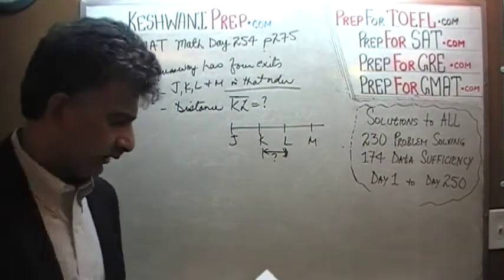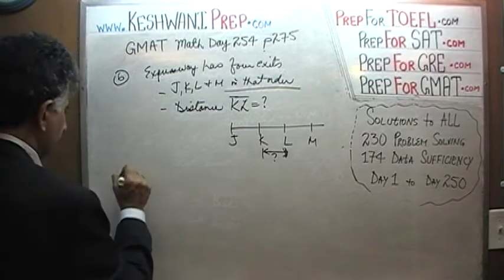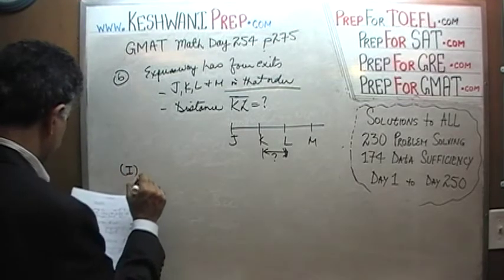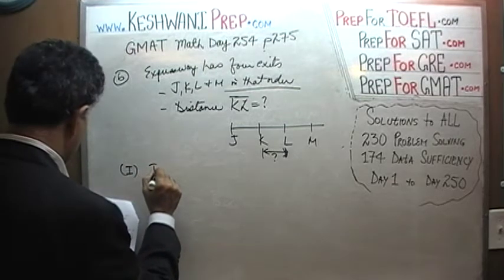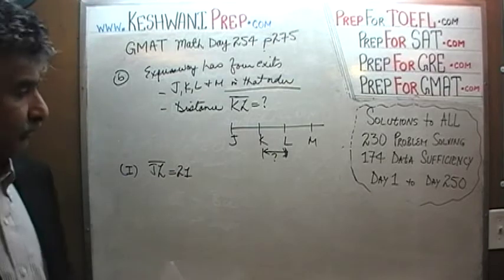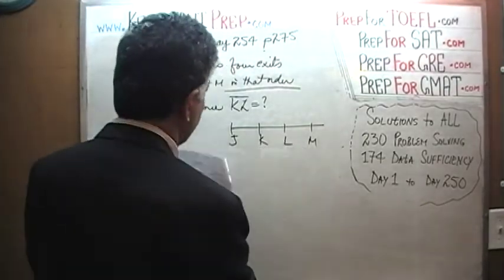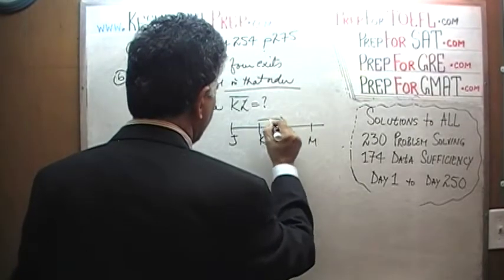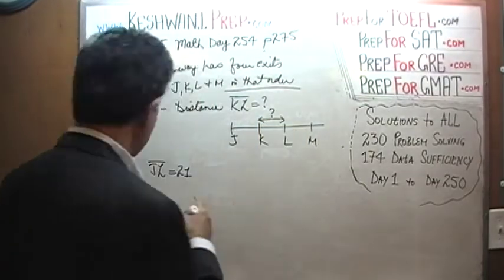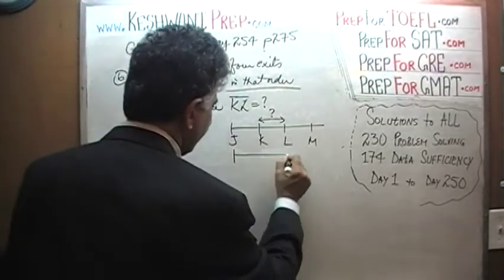Let's see what the first statement tells us. The first statement tells us that J to L is 21 miles. This is what we're looking for, K to L. Here's your J to L.